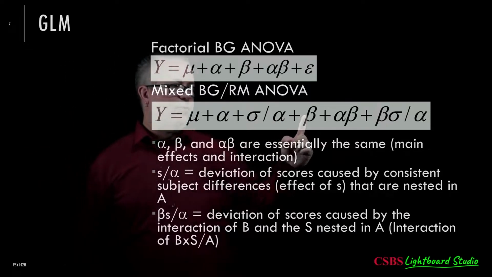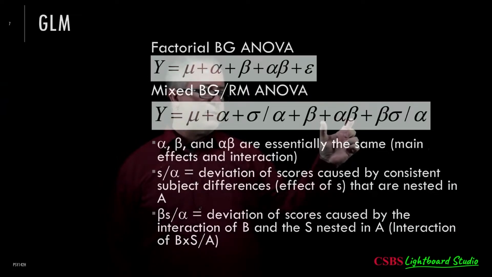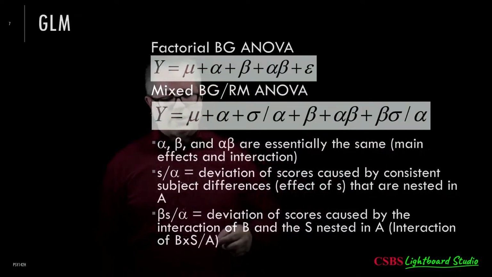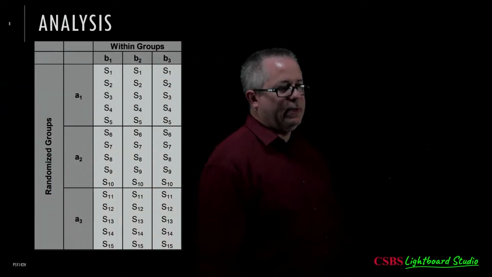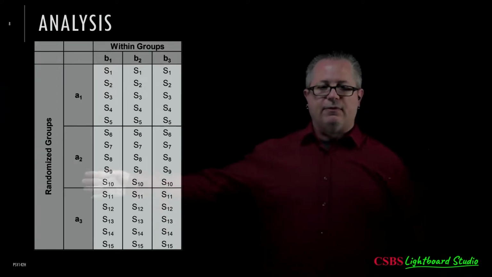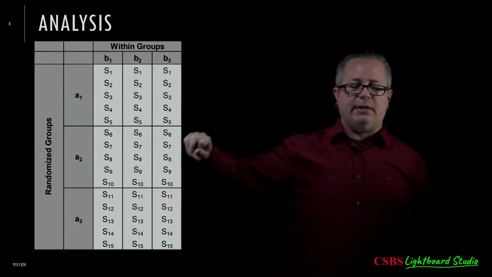And because we only have one repeated measures error, these two repeated measures effects, whether they include A or not, get the same repeated measures error. So the analysis is going to look, generically, something like this.